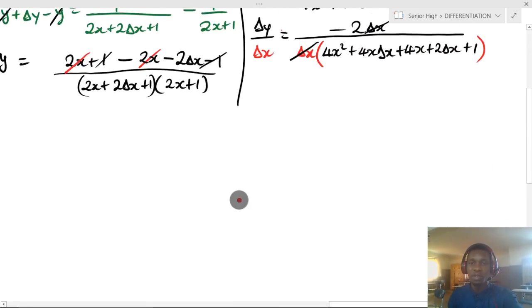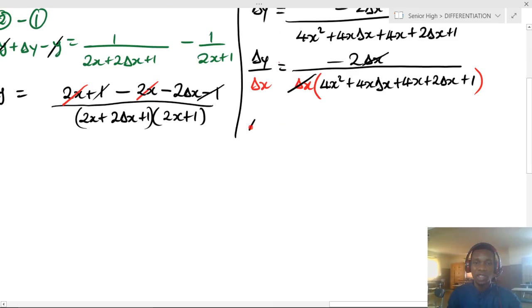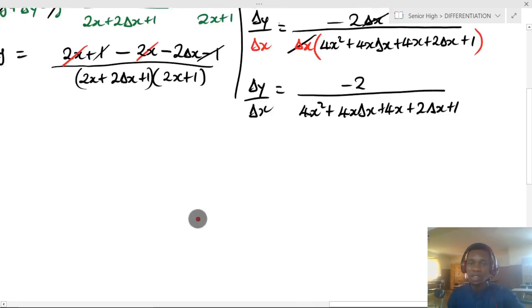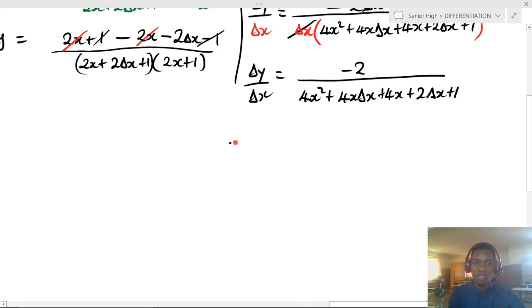So we have that changing y over changing x is equal to minus 2 over, here is just 4x squared, still repeating everything. Changing x plus 4x plus 2 changing x plus 1. Now what's the next thing we do again? We apply limits, right? So that's bringing out dy dx.